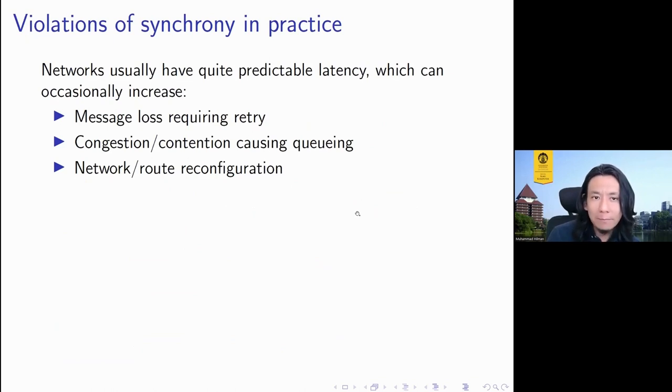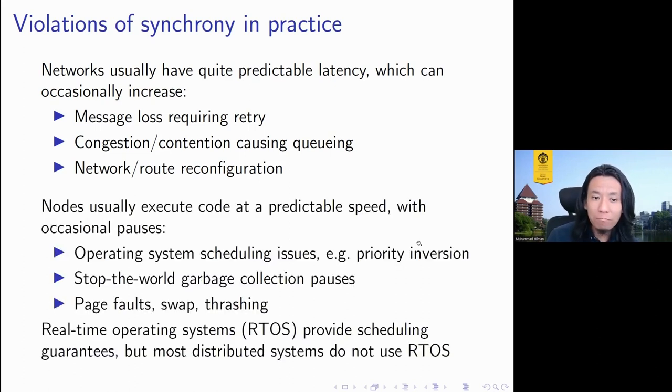All right, so this is one violation of synchrony in practice. Why can't we always have synchrony in real life? Because occasionally there are message losses, occasionally there is congestion within the network, or it is busy, or probably some network is being reconfigured. So this is basically why we should also model the timing or synchrony model of two different nodes within the distributed system.